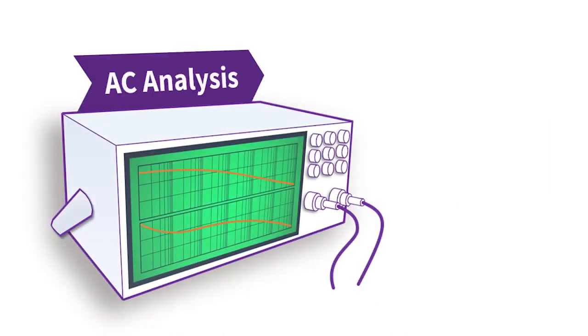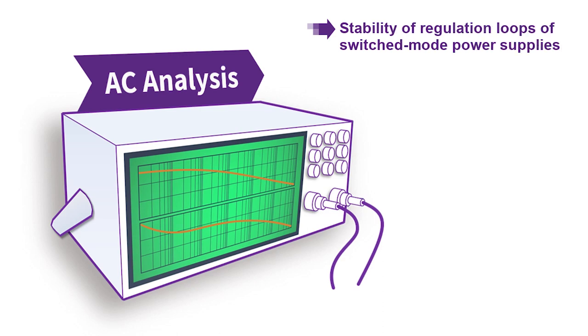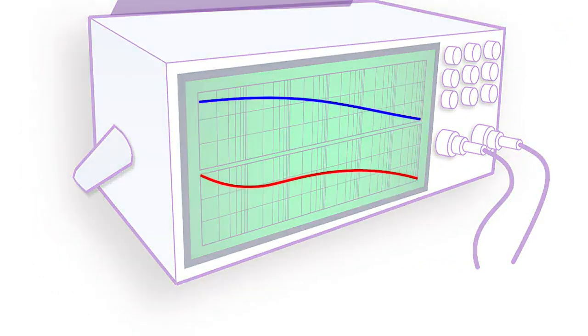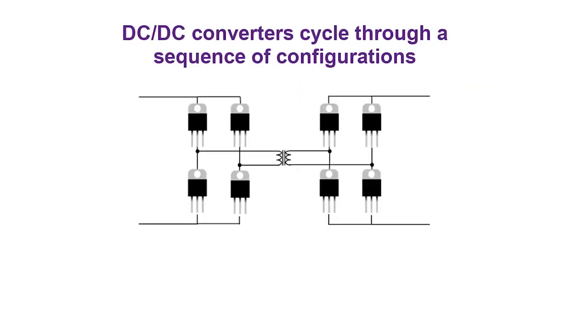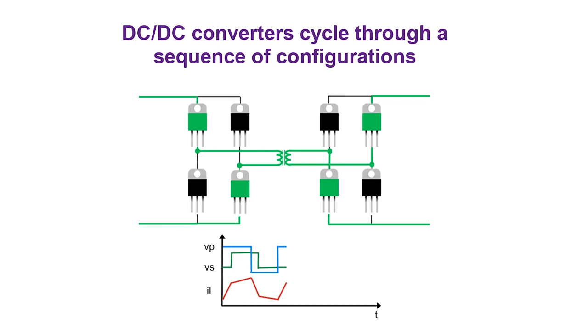The AC analysis is used to evaluate the stability of regulation loops of switched mode power supplies as well as the stability of networks of power supplies. Stability criteria like phase and gain margins or the Middlebrook impedance criterion can be applied to the Bode plots produced by the AC analysis.